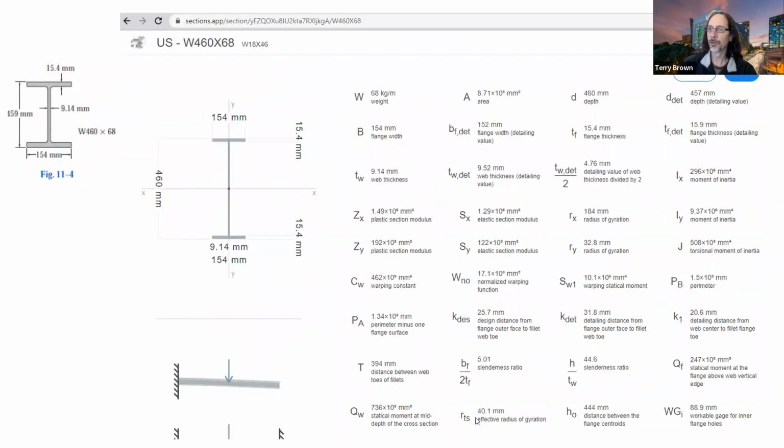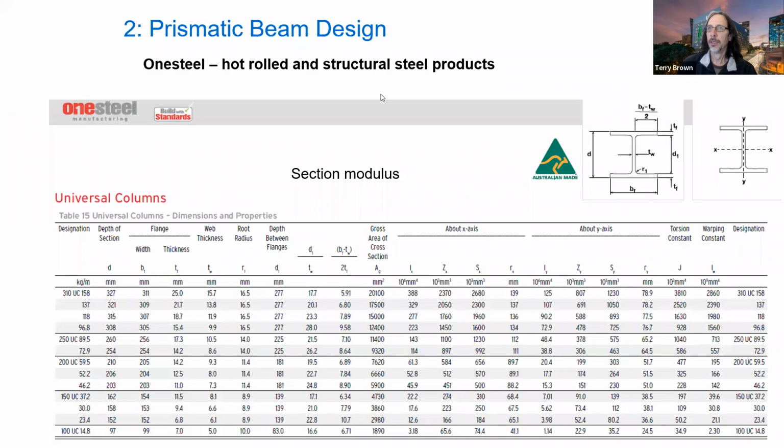If you click on the one you want here, it gives you all of the section properties. This is from OneSteel, so Australian produced products. You go to their table and you can look up. Let's say you do your calculations, you can go and look up the section modulus that's required from this table.